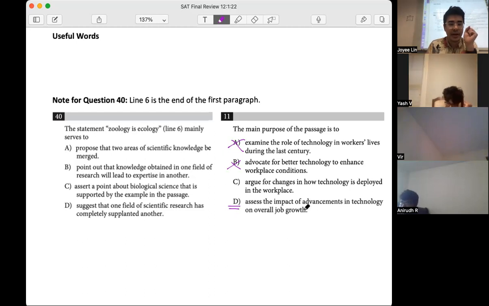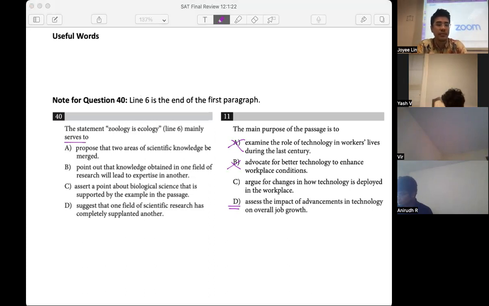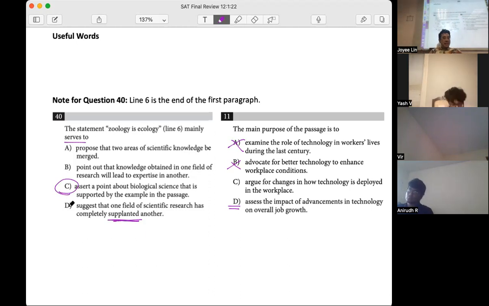Then let's have you look at 40, right? Line 6 is the end of the first paragraph. So keeping that in mind, this is a purpose question and this is the end of the first paragraph. Supplant is too strong for D. The correct answer here was C. Remember on purpose questions, you're going to look at where it is. What's the purpose of the last sentence of the first paragraph?